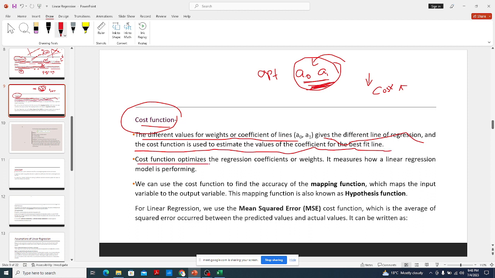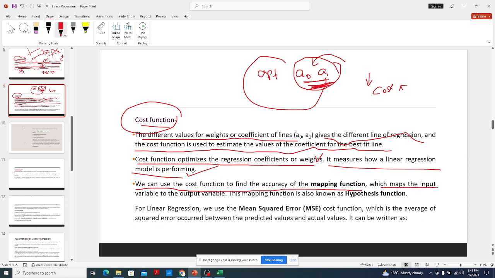The cost function optimizes the regression coefficients or weights. As I have told you, it optimizes the coefficients. It measures how a linear model is performing. So we can use the cost function to find the accuracy of the mapping function, which maps the input variable to the output variable. This mapping function is also known as the hypothesis function.